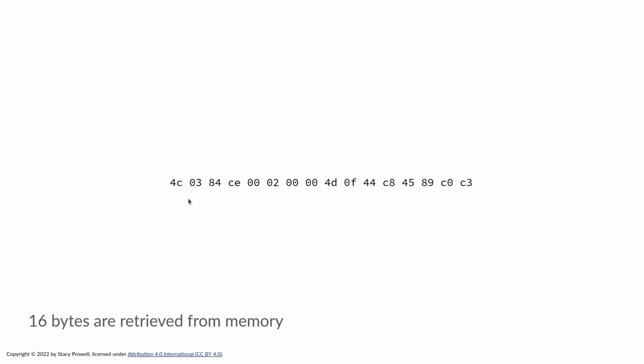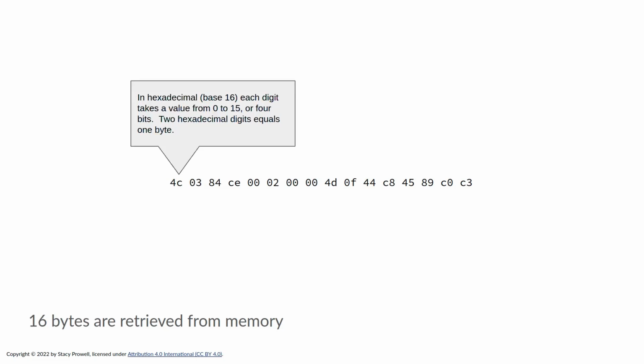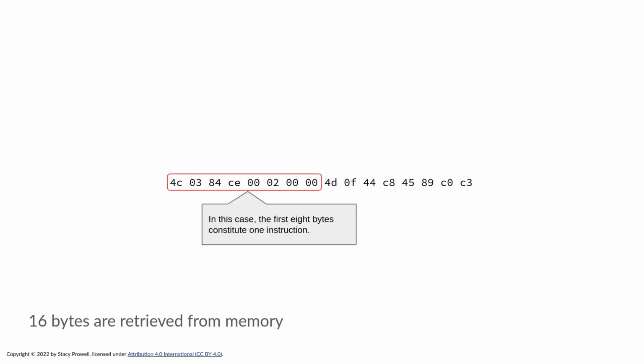Right, 48 plus 12, which is 60. So there you go. We retrieve 16 bytes, and what do we do with them? Well, it turns out, hexadecimal. It turns out that in this case, the first 8 bytes of this make up a single instruction. Okay, so this is one instruction.